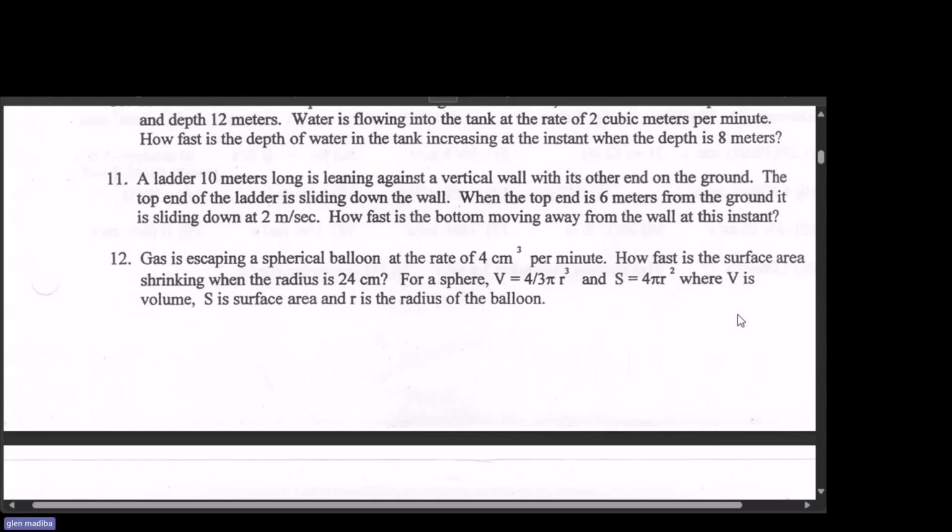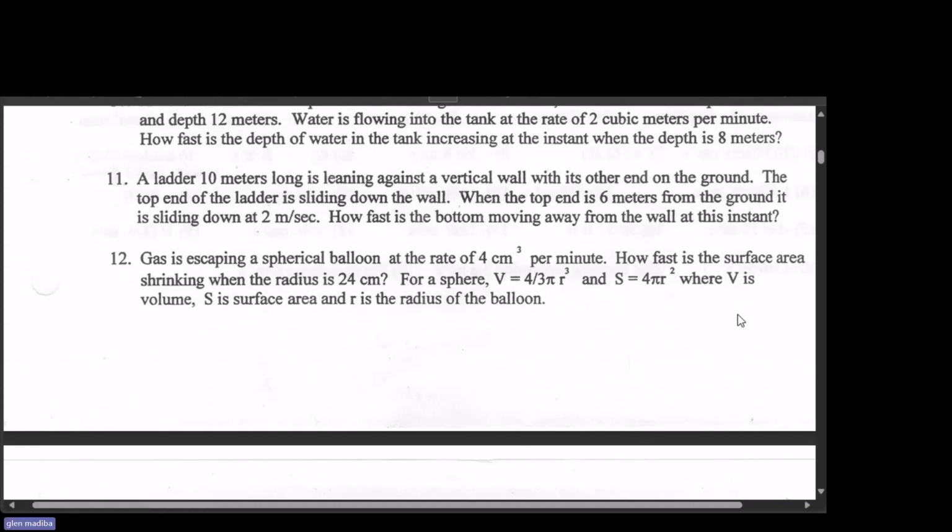From the first line, gas is escaping a spherical balloon. I'm just reiterating what Lerato has already said. Gas is escaping a spherical balloon at a rate of 4 cubic centimeter per minute. This is the rate of change in volume. dV over dt is equal to minus 4 cubic centimeter per minute. Are we clear on that one? Yeah.